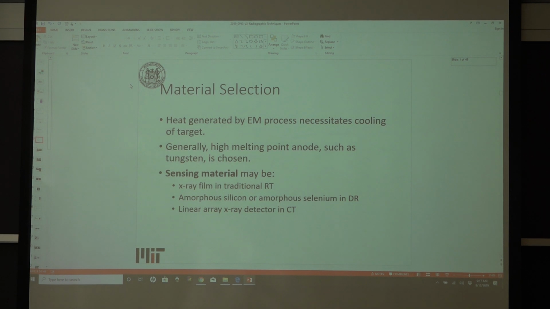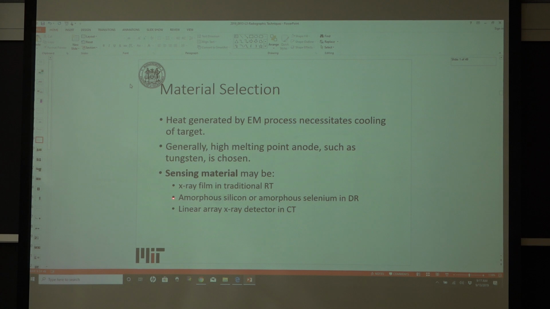Due to that high heat that gets dissipated, the choice of materials in the system is important. So for the anode, you generally use a tungsten type material because it has a high melting point. For the sensing material, whether it's traditional film X-ray, it's the film itself, or whether it's computed tomography, it's that target screen.